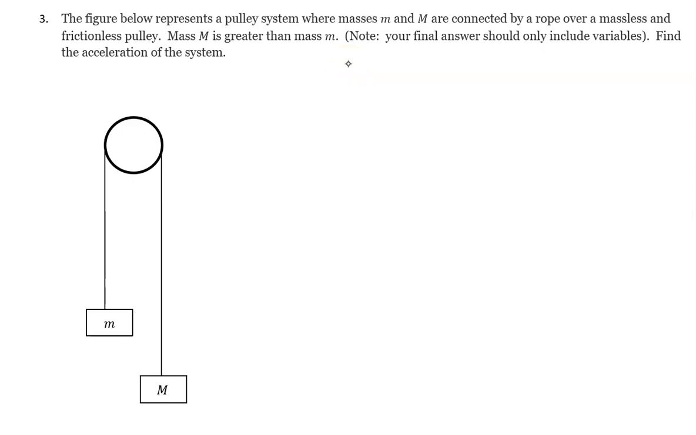Oh, fun. Cool. So just imagine a good old pulley system. Let's think first about what direction this whole thing is going to move. Mass big M is bigger than mass little m. Oh, that's kind of appropriate. So the system's going to move that way.